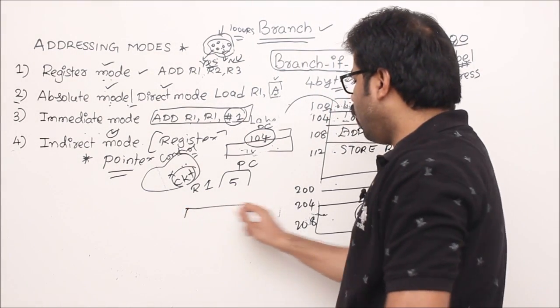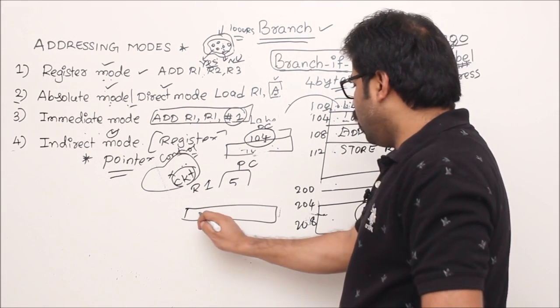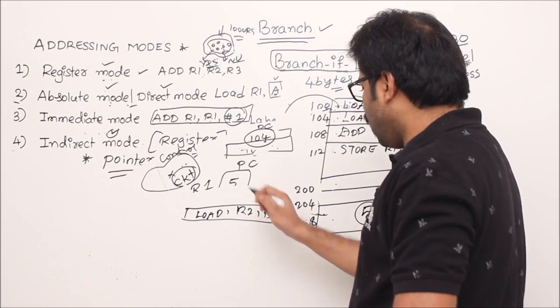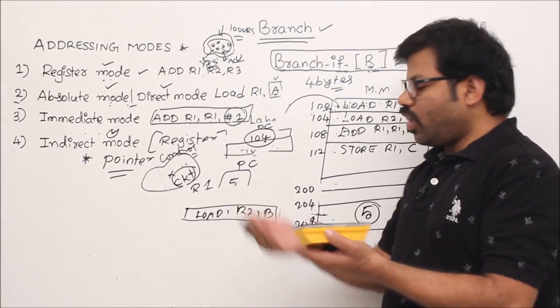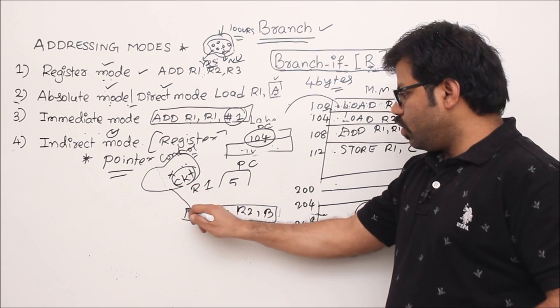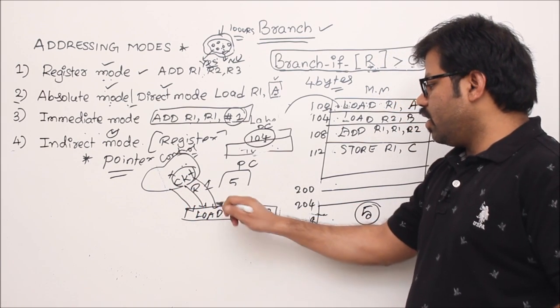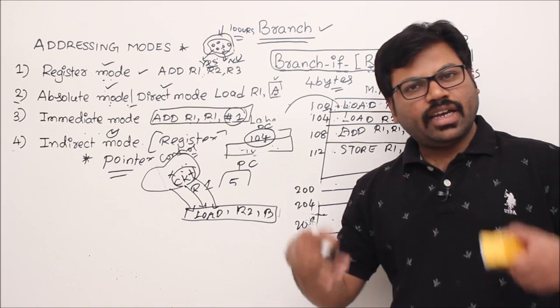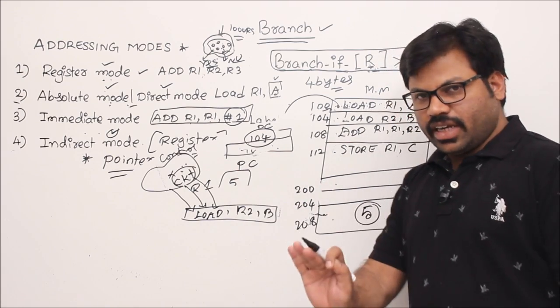So the program counter again fetches another instruction, load R2 comma B. Now again the processor will ask the circuit, what to do? Please give that to me as input. I will read it. Then the circuit will be decoding it. Then again it will understand that it is again a load instruction. Do whatever I tell you.